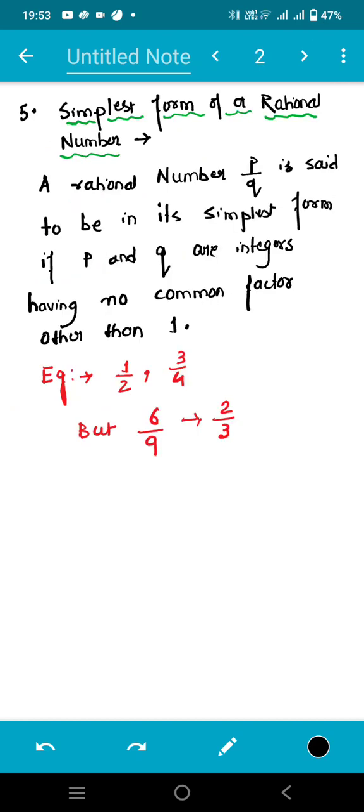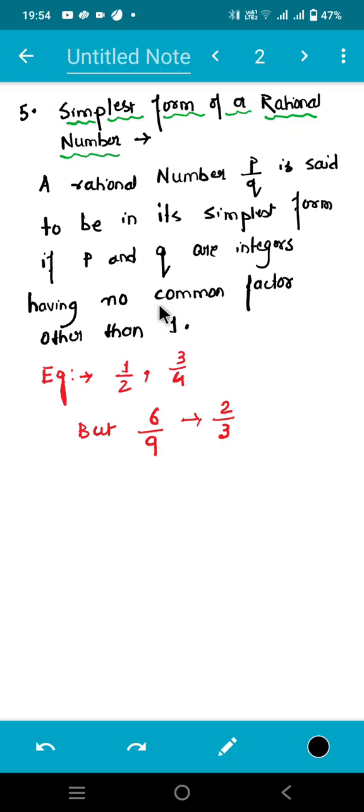So our next topic is the simplest form of a rational number. Now what is the simplest form? This also we have done in our previous class. So let me give you the definition of the simplest form of a rational number. A rational number p by q is said to be in its simplest form if p and q are integers having no common factor other than 1.